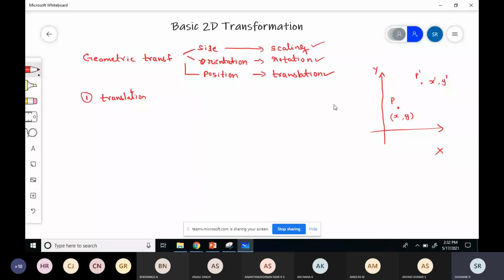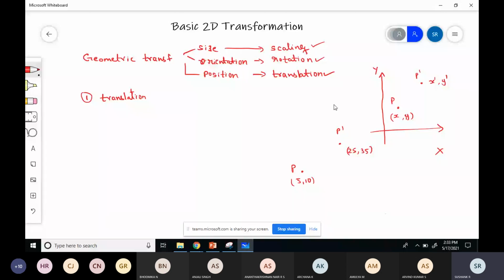So now there is a point which is represented in two dimensions with the coordinate points x comma y. Now you want to move that point to a new position x dash, y dash. For example, the point is at 5 comma 10. Now I want to move this point to a position called 25 comma 35. This is my initial point. I want this to be a new point called 25 comma 35.